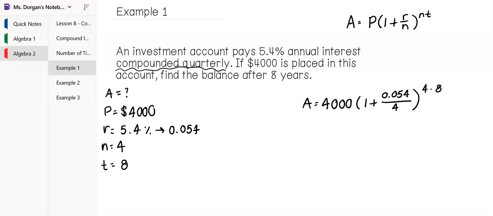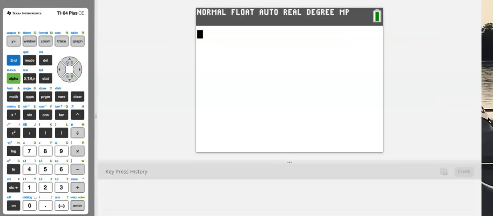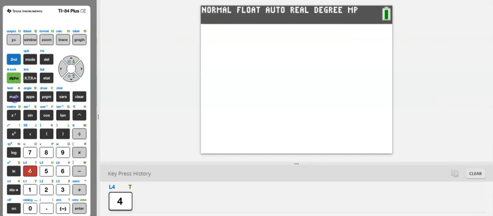All right, now to solve this, all you have to do is just plug that straight into your calculator exactly how you see it. So let's go to our calculator here. We've got 4,000.